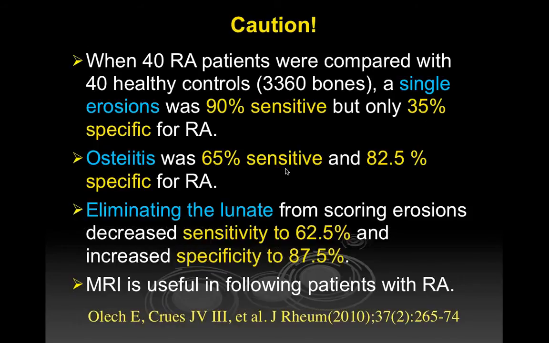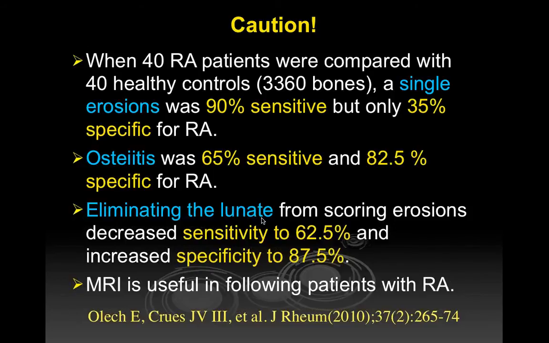Osteitis was 65% sensitive, but a number of patients with rheumatoid arthritis did not have osteitis, but it was much more specific for RA. The interesting thing, however, is that when you scored these, the first time, we used a RAMRIS score, which is from OMERACT. It's an internationally accepted scoring system for rheumatoid arthritis that's used in clinical trials around the world. But the problem with that is that erosions, bony changes wherever they are, really scored the same.